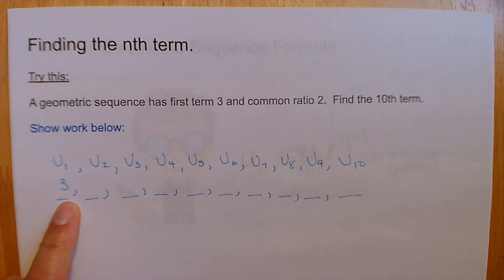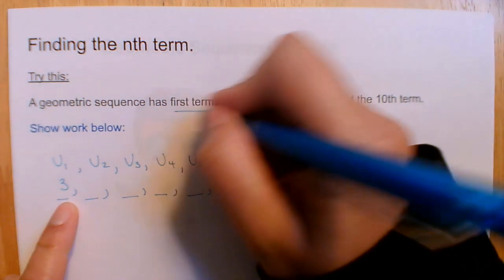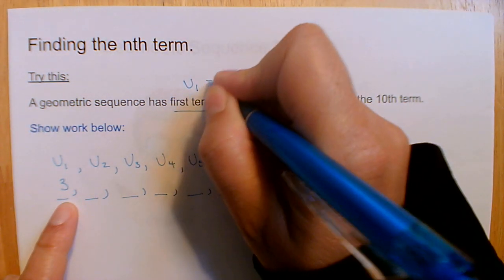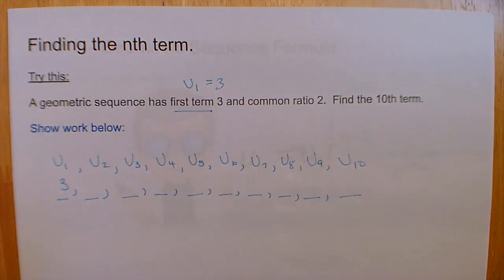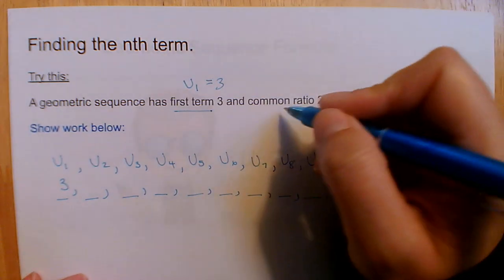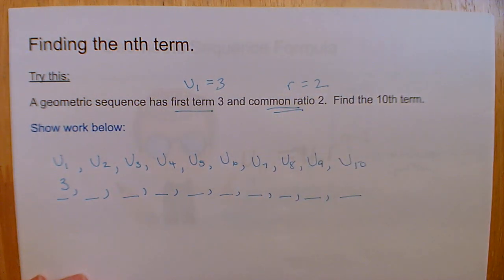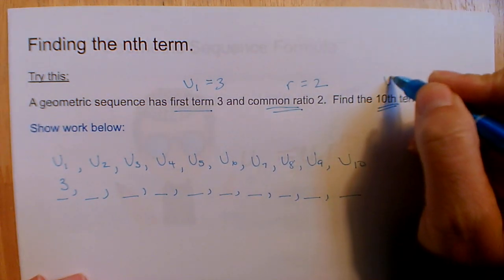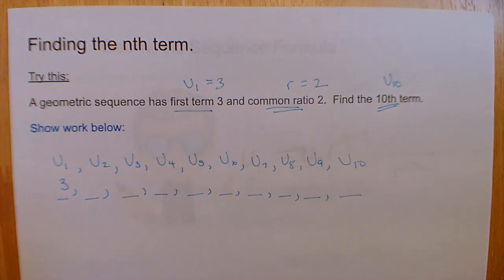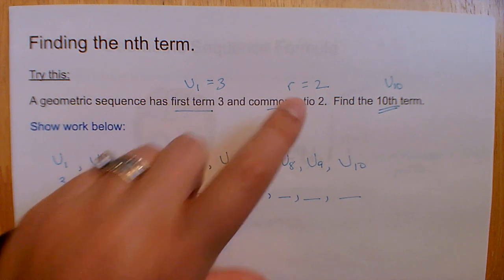So they gave us the 3. That's the first number. So the first term, which is the first number, is u sub 1. So they said that u sub 1 is 3. They also gave us the common ratio, r, and they said that was 2. They want us to find the 10th term, so we need to find u sub 10. We're going to be using the same u sub 1, u sub 10, just like we did with arithmetic. The difference is going to be the formula, and that we're now using r instead of d.